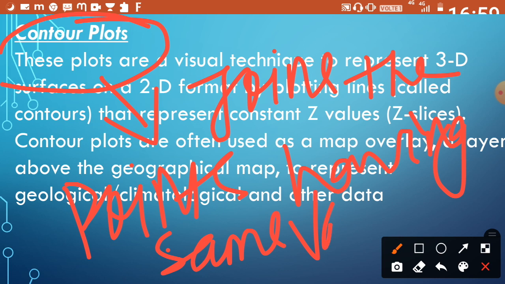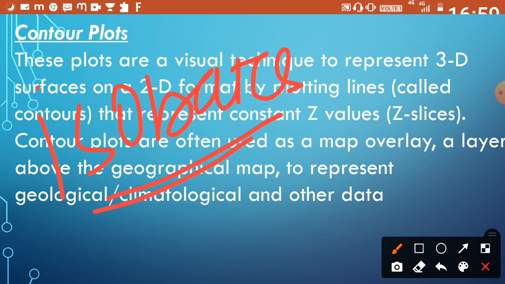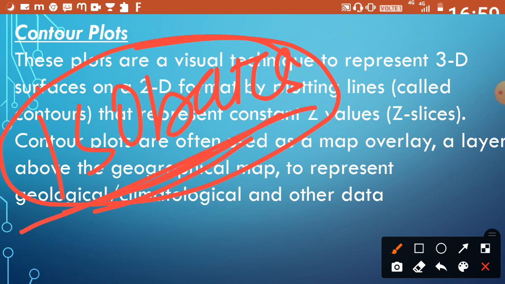Fine. So you might have taken into consideration isobars, right? You might have heard about isobars. Isobars means what? The areas having equal pressure, right? In physical oceanography, we might have heard about this term many times, right? So that's what an isobar is. So when we join the points having equal pressure, that is your contour plot.